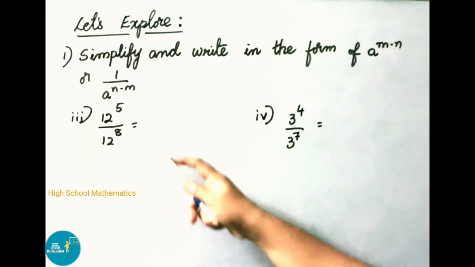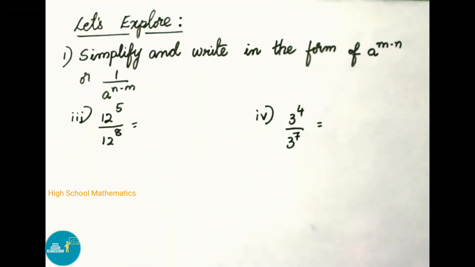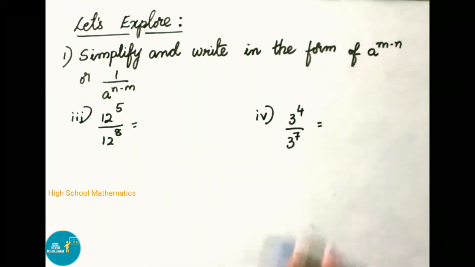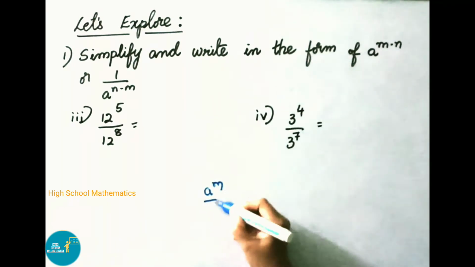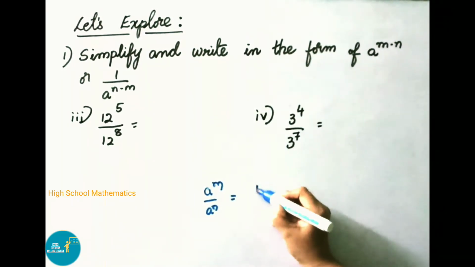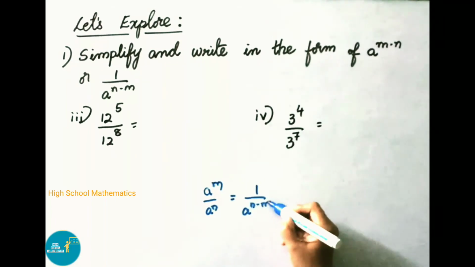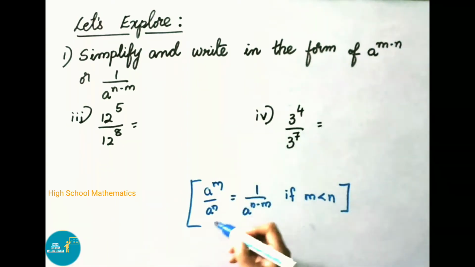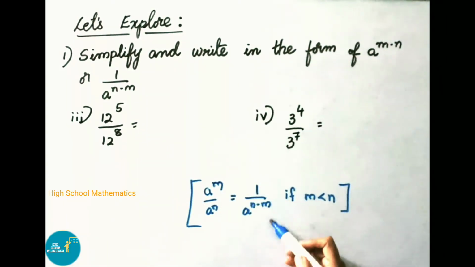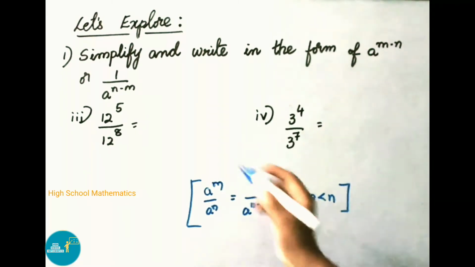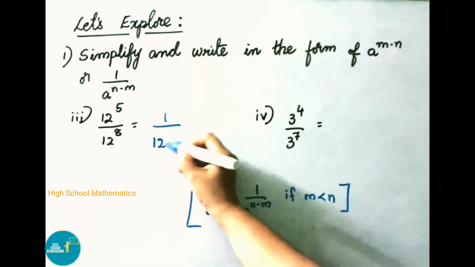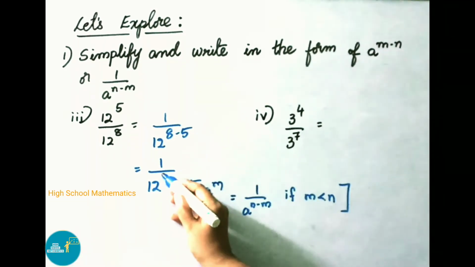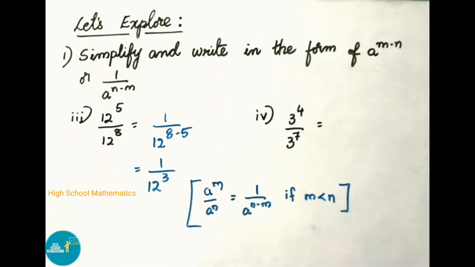Now the third sum, 12 power 5 by 12 power 8. Here the m value is 5, which is less than the n value 8. Now we apply the formula a power m by a power n is equal to 1 by a power n minus m if m is less than n. So it can be written as 1 by 12 power 8 minus 5, and 8 minus 5 is 3. So the answer is 1 by 12 power 3.